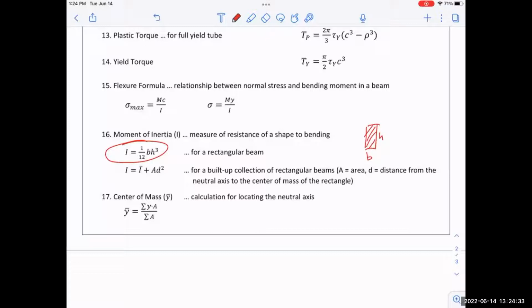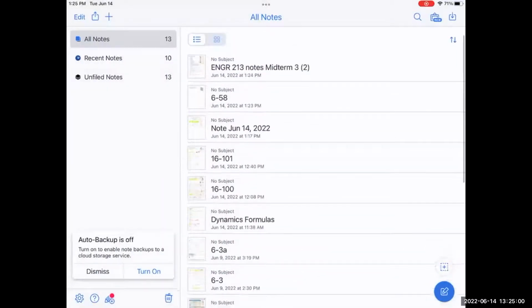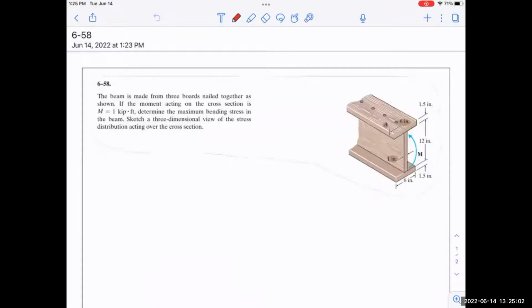You saw the other day in the BCI guide that those numbers were listed in there. We know how to calculate those ourselves. Notice though, for a built-up collection of rectangular beams, this gets a little more complicated. So we'll take a look at that in just a minute. But to start with, to keep this nice and simple, let's tackle this first example, and we'll pop back and forth as necessary to that note sheet.